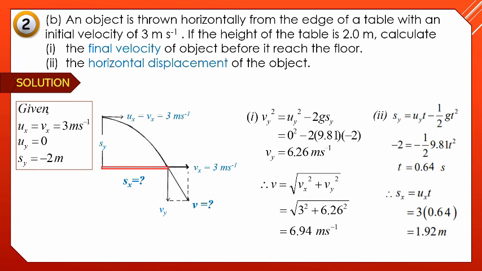For the horizontal displacement of the object, the equation is sx equals uxt. We have no value for t, so we need to calculate it first. We will use the equation sy equals uyt minus half gt squared. We get the t, which is equal to 0.64 seconds. Substitute in the equation and you will get the horizontal displacement, which is equal to 1.92 meter.